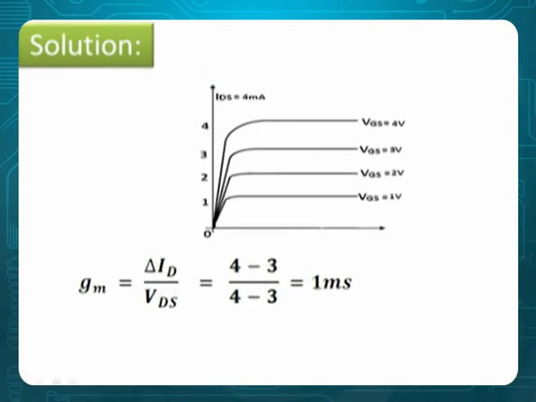But let's check that. 4 minus 3 is 1. You take anything, you have the same. See, 1 to 1, 2 to 2, 3. So change in ID by change in VGS, 4 minus 3, is 1. Therefore, option is B.